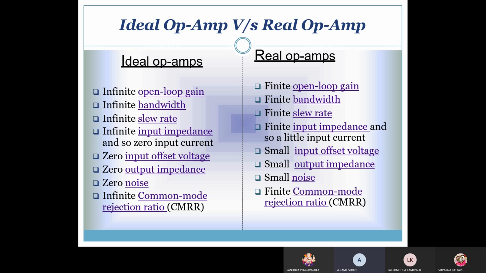That means apart from the input and output offset voltages, which are zero in the ideal op amp, the remaining are infinite. But in the real op amp, the remaining are finite and have small values. So basically the op amp is a multi-stage direct coupled high gain amplifier, and this may contain a single, double or quad amplifier.